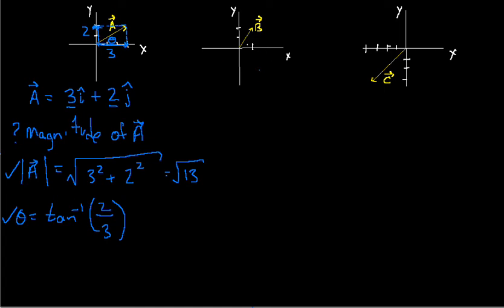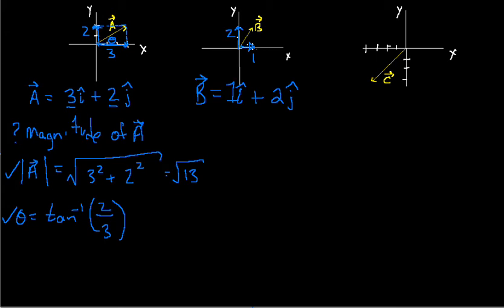Let's look at case number 2 with the vector b. So b is going to be what? Well, in the x direction, we have an i component of simply 1. We have a j component of 2. So this is going to be i plus 2j. It's understood that there's a 1 in front of the i, because i is a unit vector.